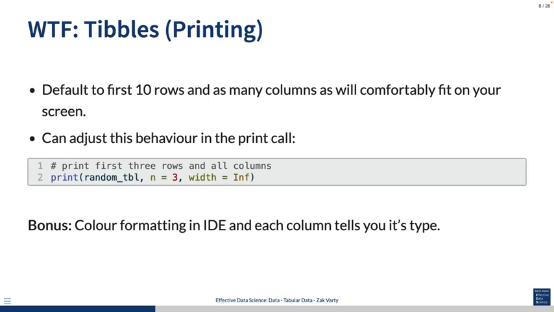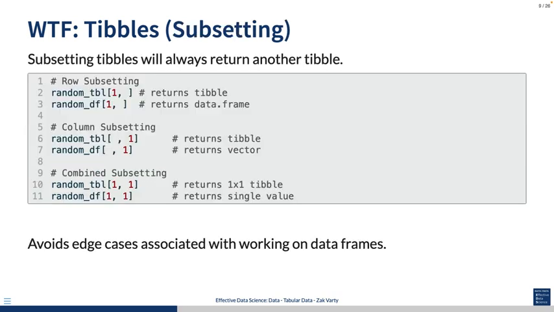An additional bonus that you can't really see in these slides is that you get some really nice colour formatting when you're printing tables in an IDE that makes them a lot easier to read, but that doesn't come through in these slides. Another big benefit of using tables is that they're stable to subsetting. Whenever you extract information from a table, it's always going to return another table. And this is really useful when you're working with tables or data frames within functions, because it means there are fewer awkward edge cases that you can run into.